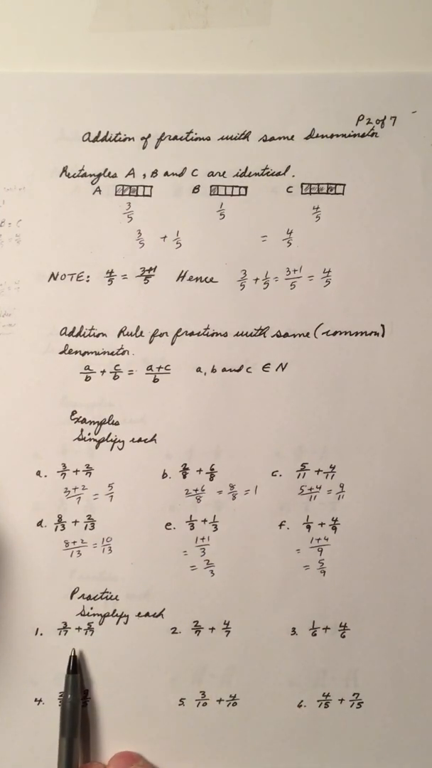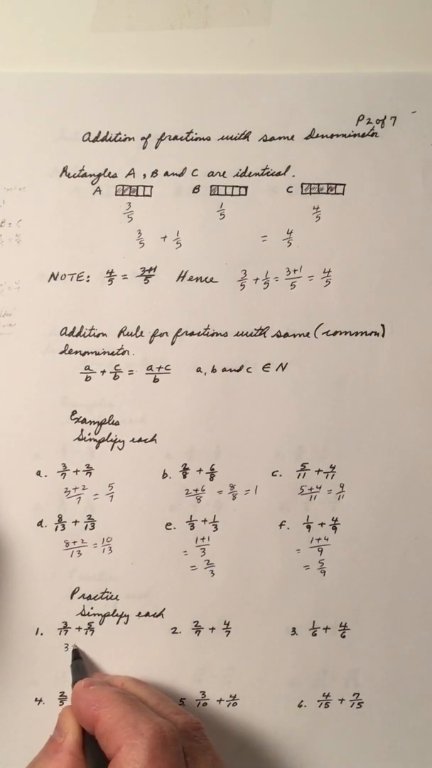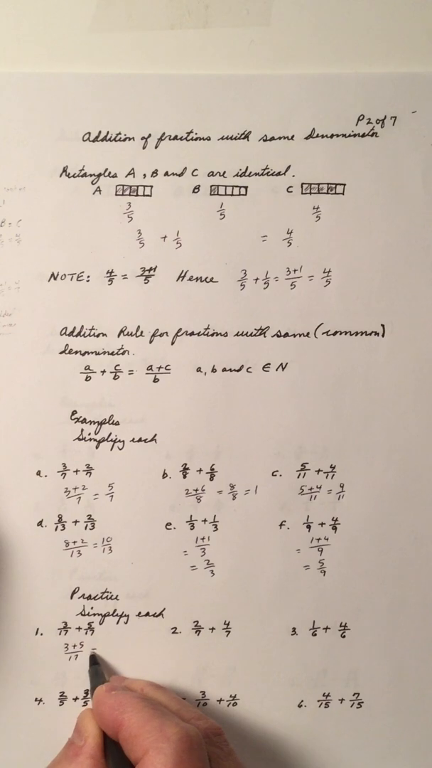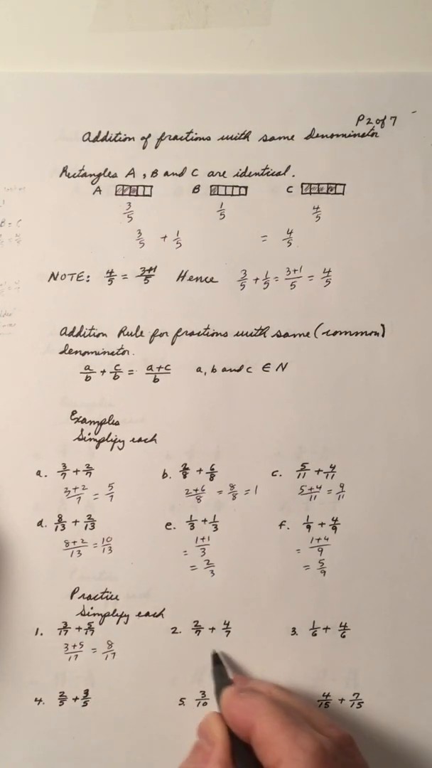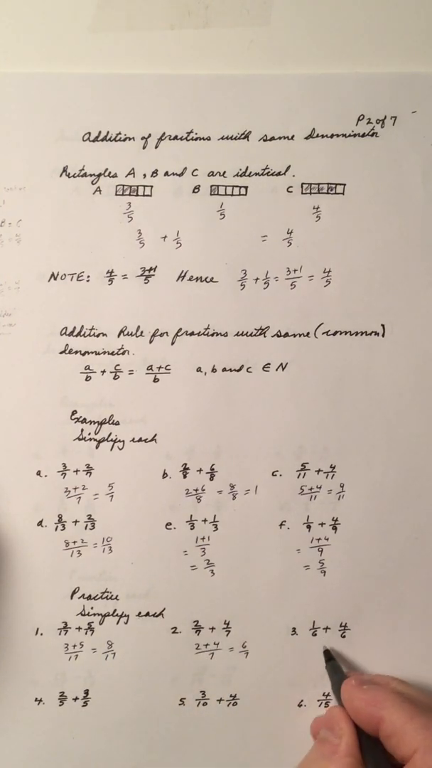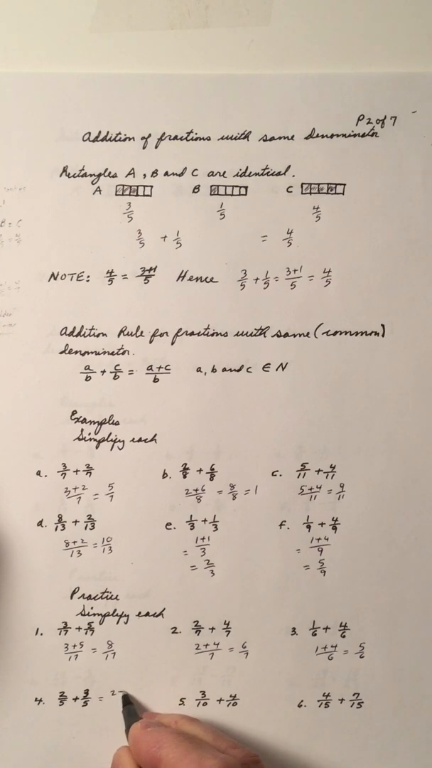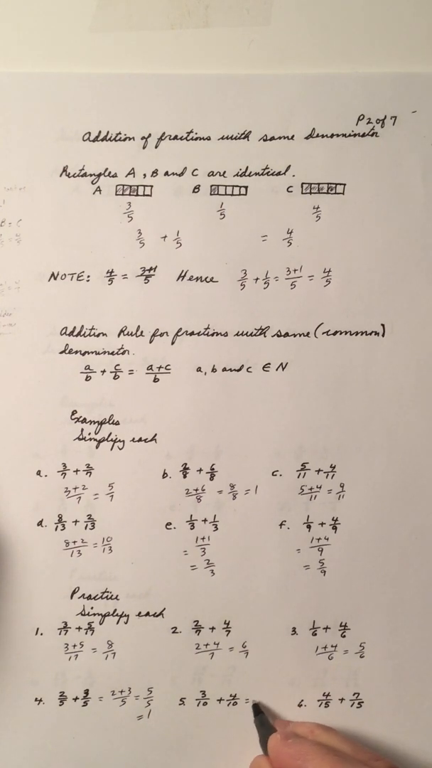Let's practice. Pause the video and play it back to see if you're right. 3 plus 5 over 17 is 8 over 17. 2 plus 4 over 7 is 6 over 7. Again, we add the numerators, keep the denominator. 5 over 6. Add the numerators, keep your denominator. 5 over 5 simplifies to a 1. Add the numerators, 3 and 4, keep your denominator.